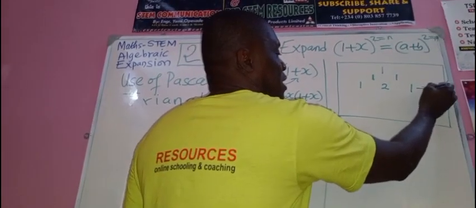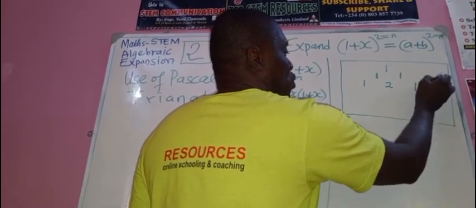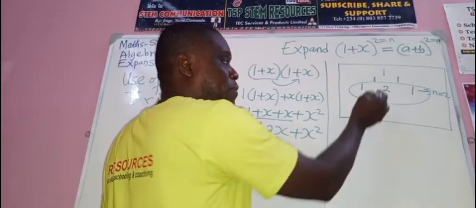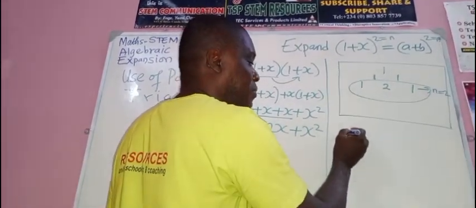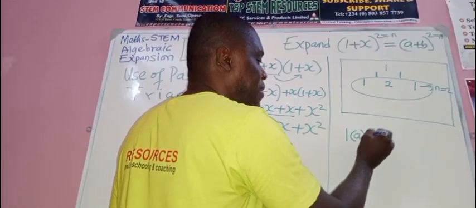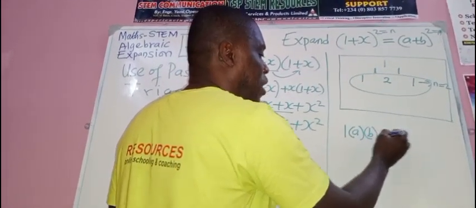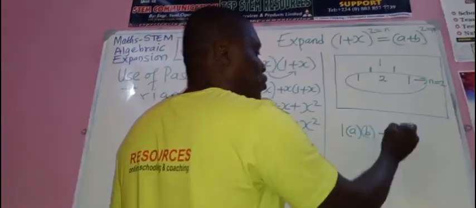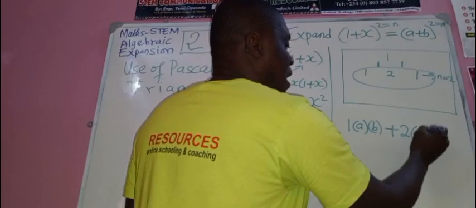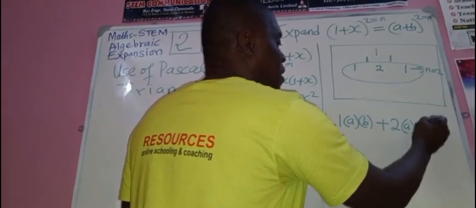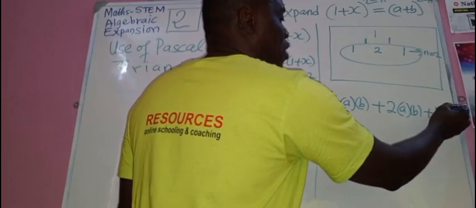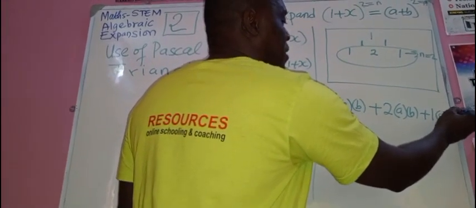Now this is what we need. This is when n is equal to 2. So these are the coefficients. Is that clear? So look up. You will now use this one. You put 1, then open bracket, you put a and b. Plus you pick 2, you put a and b. Plus you pick 1, then you put this a and this b.